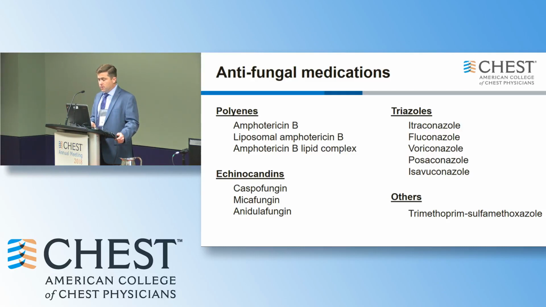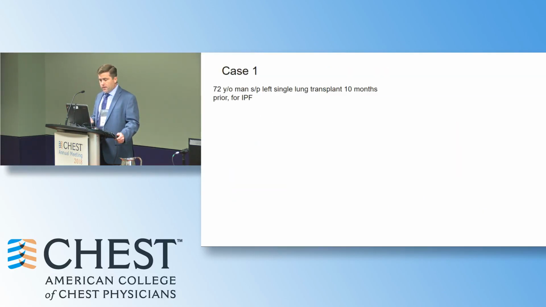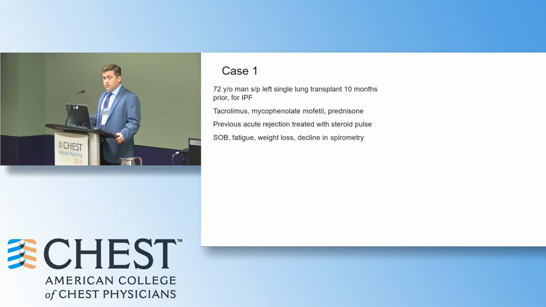I'll start with a case of a 72-year-old man who had a left single lung transplant for IPF about 10 months before the presentation here. He was on triple immunosuppression therapy with tacrolimus, mycophenolate mofetil, and prednisone. He'd had a previous acute rejection, and he was treated with a steroid pulse. That was just about a month before the presentation. He comes to me with shortness of breath, fatigue, weight loss, and a decline in his spirometry.